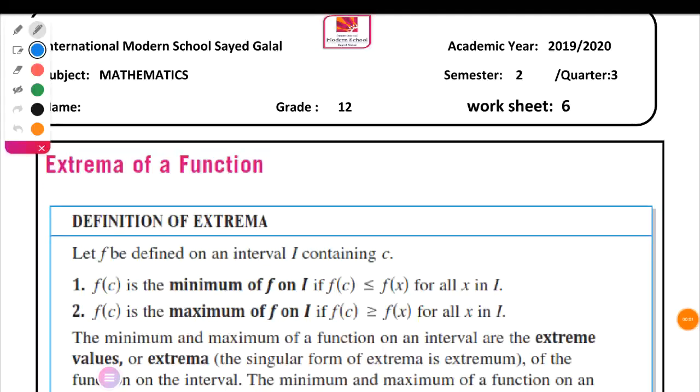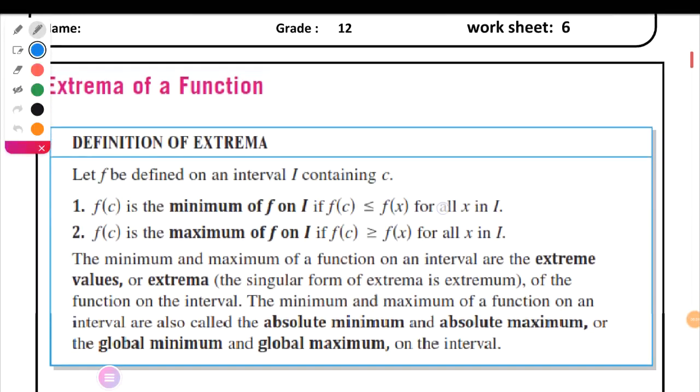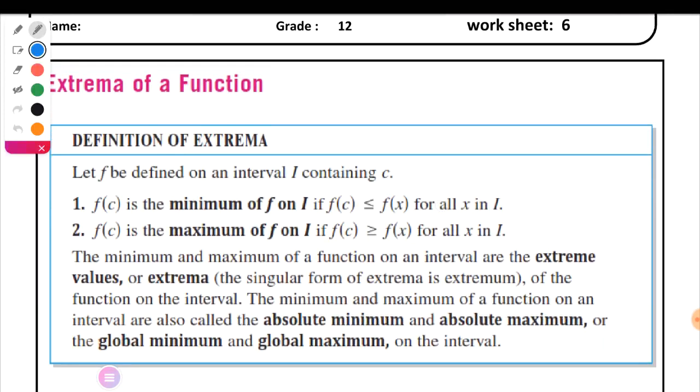Hello guys, let's today define a new concept, which is the extrema. I'll begin with the definition of extrema. Here, let function f be defined on an interval. This means the function must be defined or continuous on this interval, containing the point c.